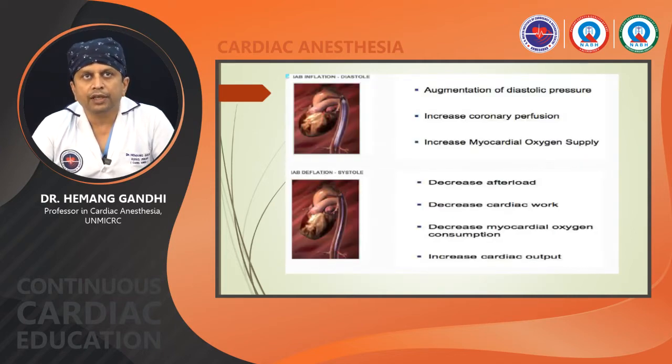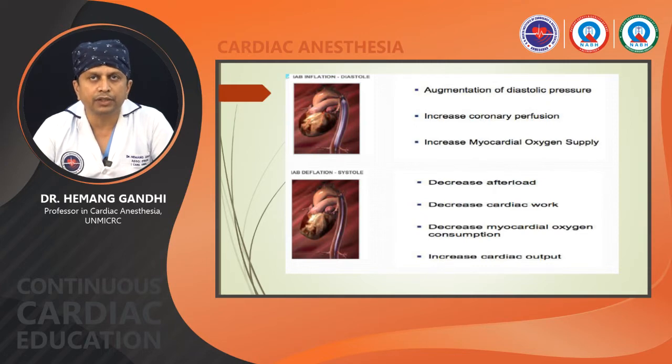Here we see the specific effects of balloon inflation and balloon deflation. The balloon inflates during diastole, which gives augmentation of diastolic pressure and thus increases coronary perfusion, and by this increases the myocardial oxygen supply. During systole, the balloon is deflated and it decreases the afterload, reduces the cardiac work and reduces myocardial oxygen consumption, and by these two effects ultimately it increases the cardiac output.